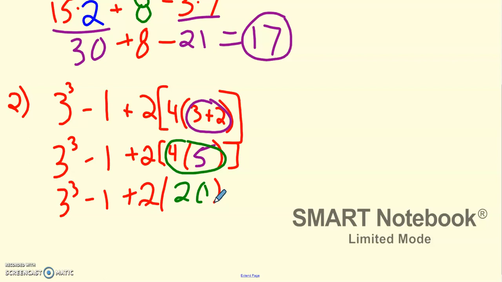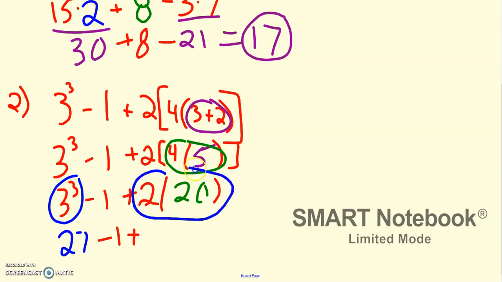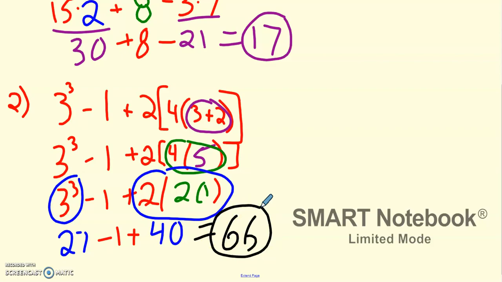So now we have 3 to the 3rd power minus 1 plus 2 times 20. We actually can do 2 operations here at the same time. So we have 3 to the 3rd power. That's going to be 27 minus 1 plus, we can also do 2 times 20 at the same time because they are not operating together. So 2 times 20 is going to be 40. Now that we have just addition and subtraction, we can operate. 27 minus 1 is 26. 26 plus 40 gives us a grand total of 66.